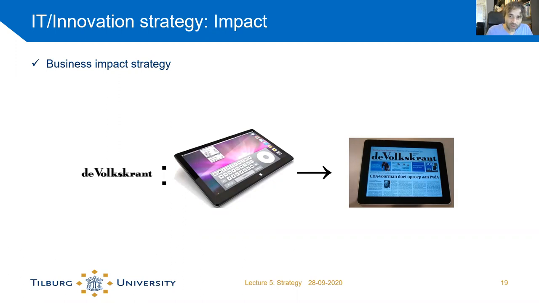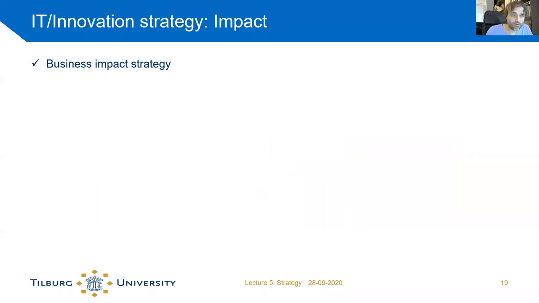So in this case, it's the other way around. So in this case, you see that there is a technology or innovation and you change your strategy accordingly. So in this case, it's just an example. The Volkskrant observes, okay, people are able to read the newspapers online because more and more people have tablets. We should focus on investing in that and making our newspaper available online. So that's a business impact strategy.